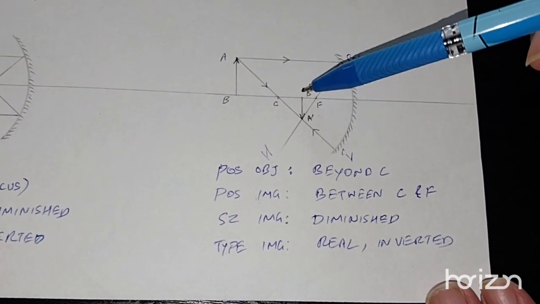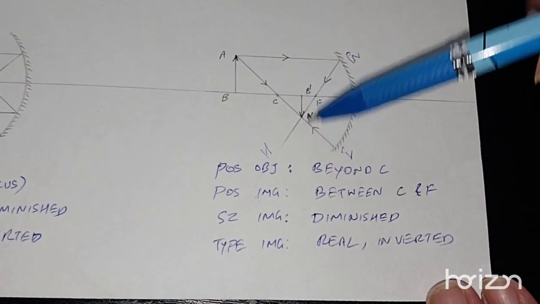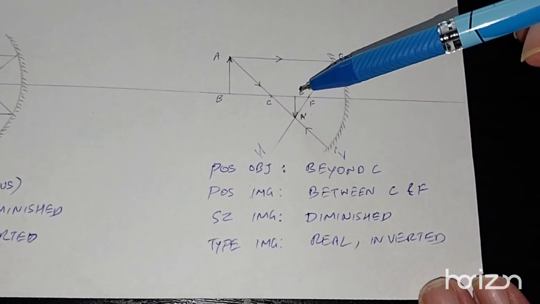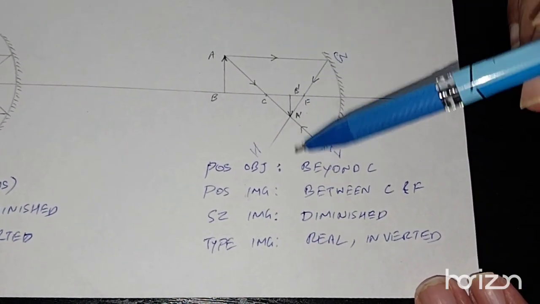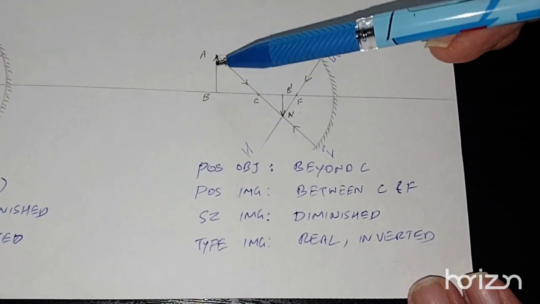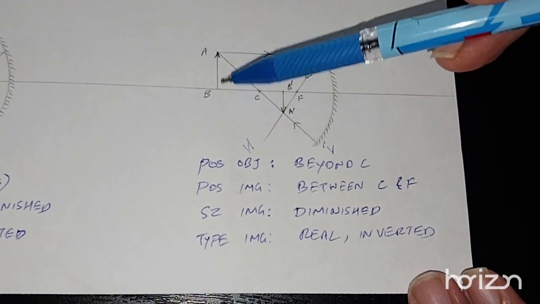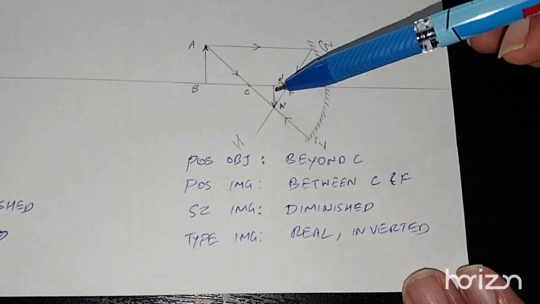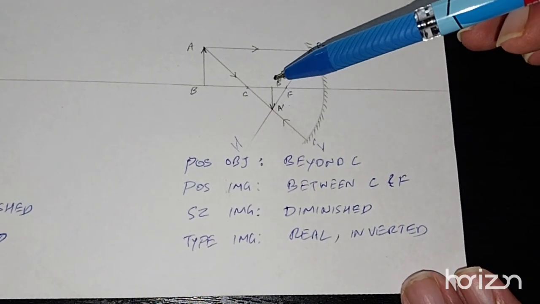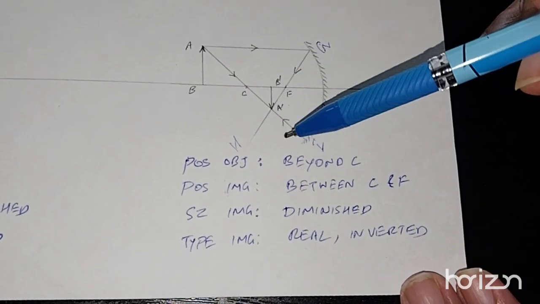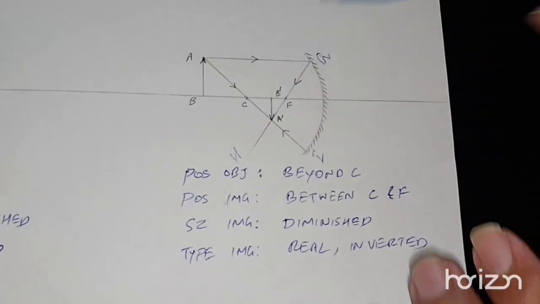Real because if you place a paper or a screen here, this image will be shown on that paper or the screen. And inverted because you can see that AB is standing upright such that the arrow is up, but A dash B dash is such that the arrow is pointing down. So this is an inverted image.